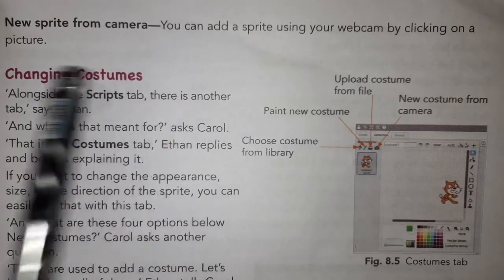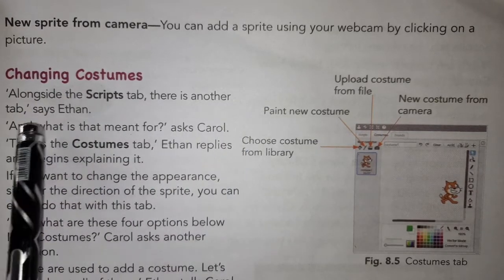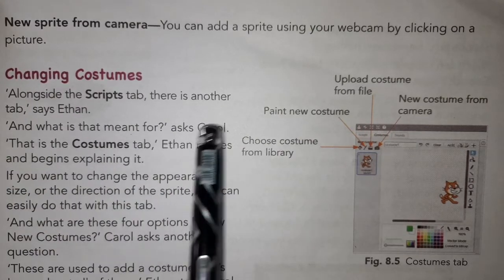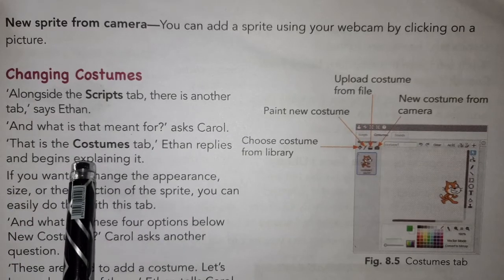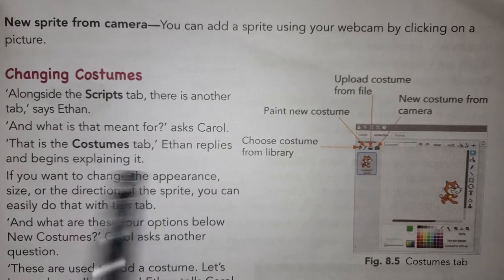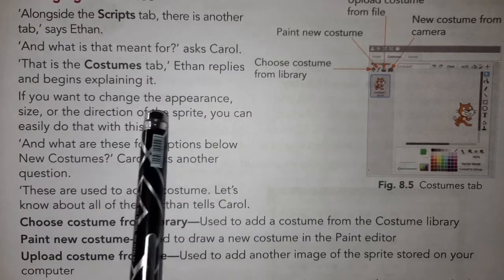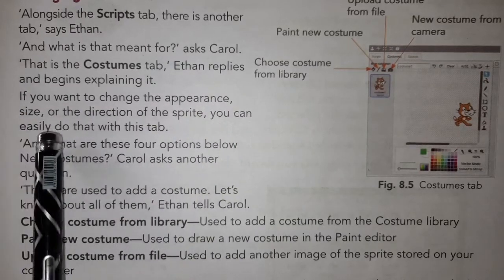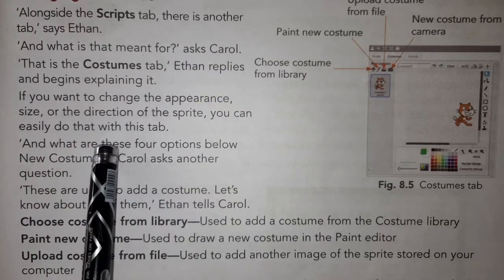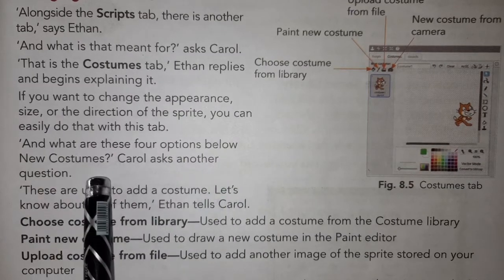Changing costumes. "Alongside the scripts tab, there is another tab," says Ethan. "And what is that meant for?" asks Carol. "That is the costume tab," Ethan replies and begins explaining it. If you want to change the appearance, size or the direction of the sprite, you can easily do that with this tab. "And what are these 4 options below new costumes?"